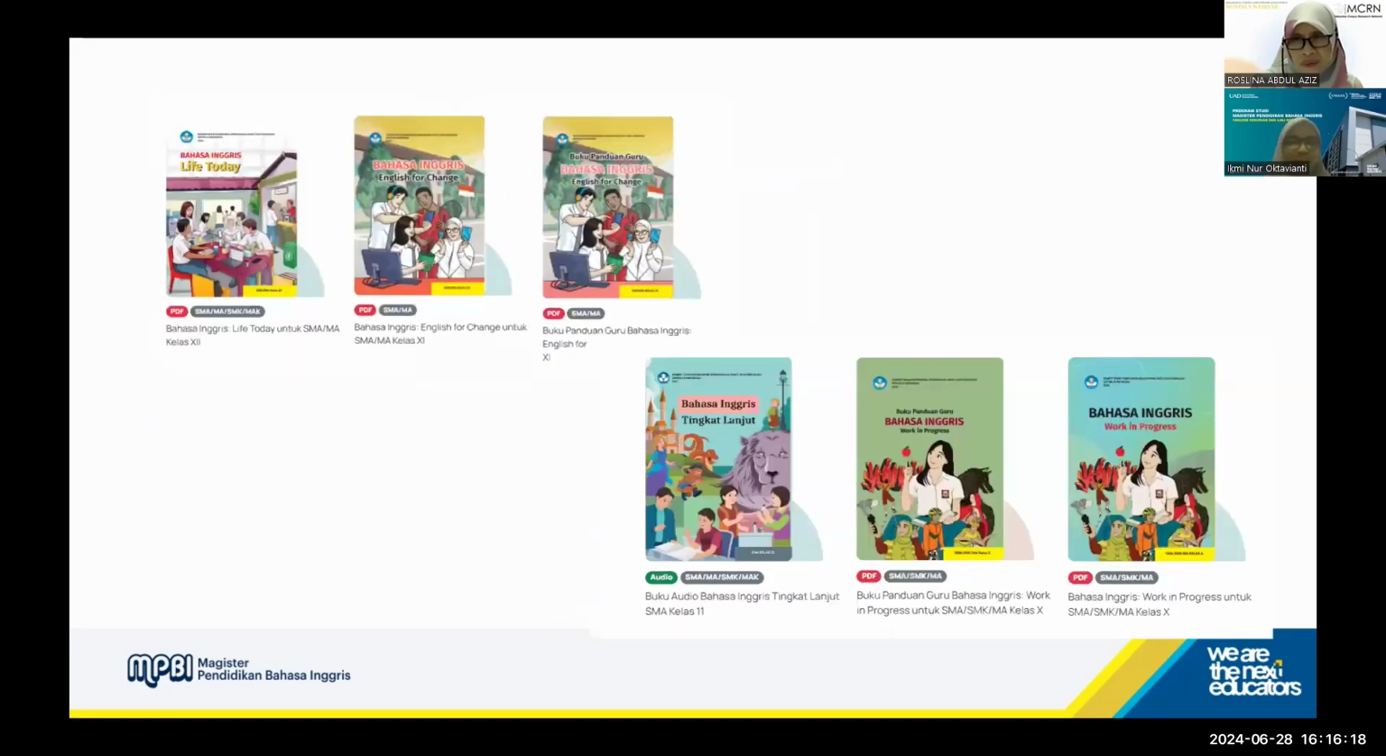So that is interesting. And these are the list of the textbooks, just some of them actually, because we have a lot of textbooks. We have some versions for each grade, from elementary or primary until secondary schools in Indonesia. And we have the teacher's guide and so on.